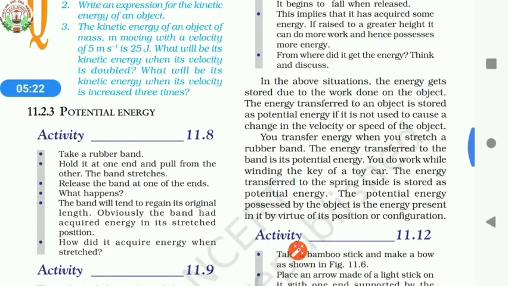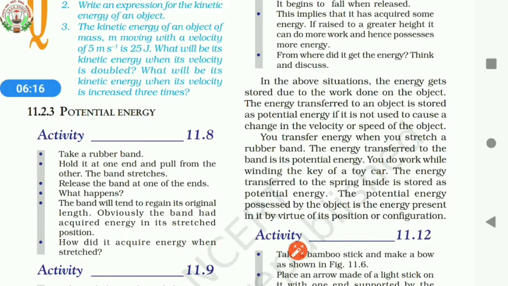Some more examples are given. Just go through that one. In all these situations, the energy gets stored due to the work done on the object. The energy transferred to an object is stored as potential energy if it is not used to cause a change in the velocity or speed of the object. For example, you transfer energy when you stretch a rubber band. The energy transferred to the band is its potential energy due to its shape, change in the shape. Some energy will be stored in that one as potential energy.